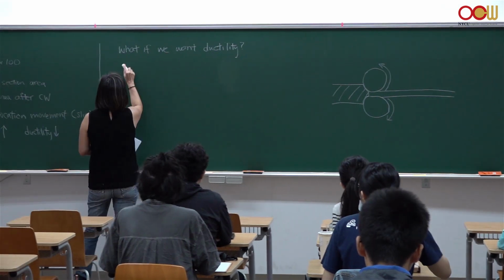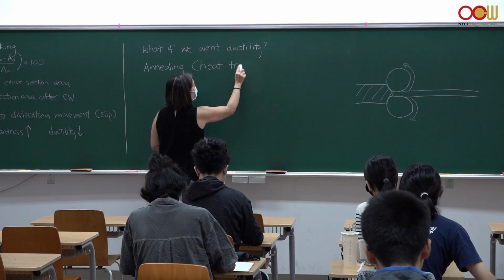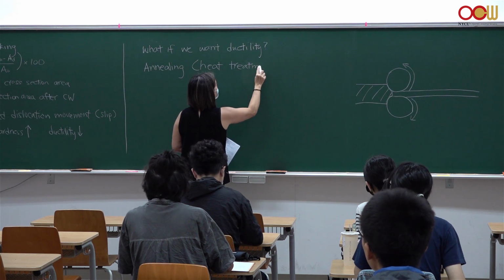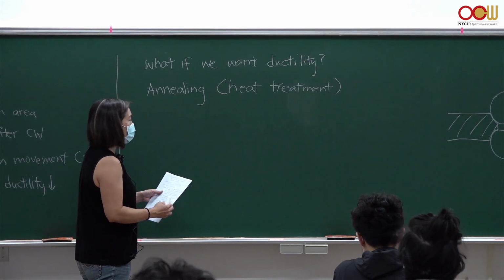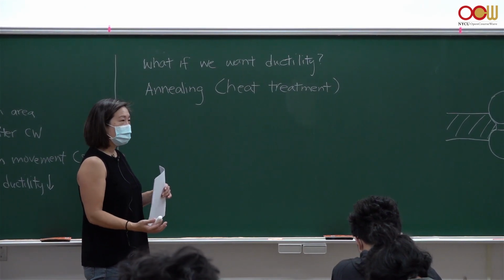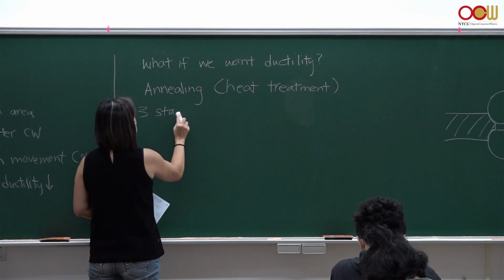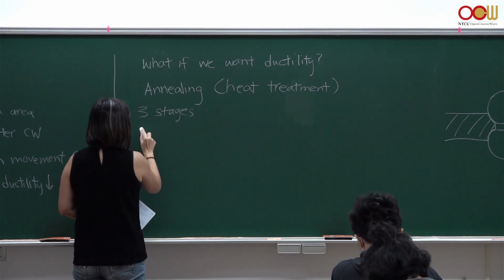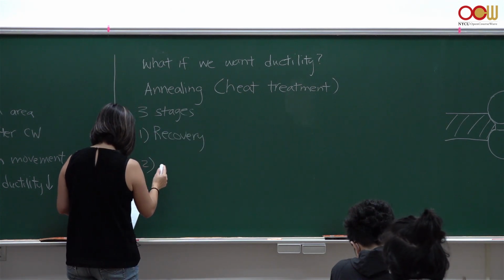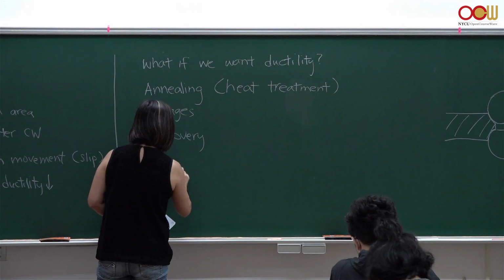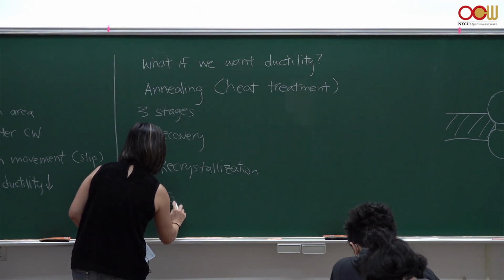We could do what is called annealing. It's basically taking the material to a higher temperature for different amounts of time. When you heat treat a material, metals, you have 3 stages for annealing. Stage 1 is recovery. Stage 2 is recrystallization. Stage 3 is grain growth.